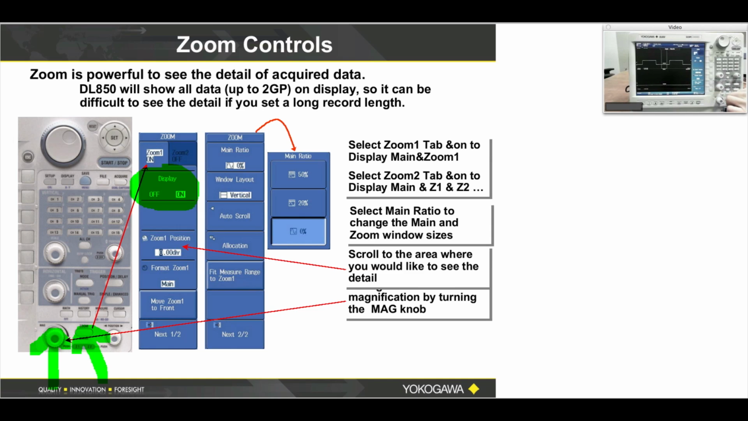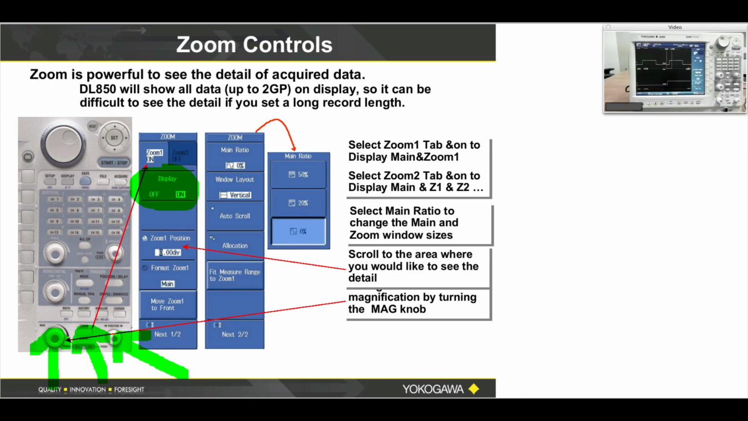And then after you adjust that knob, please adjust this knob, the position knob. So interact with those two knobs. Those are dedicated knobs, mag and position. And this gives you a lot of control of your zoom function.